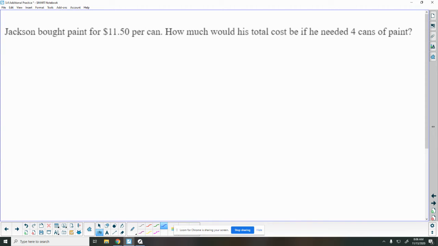Number 3 tells us that Jackson bought paint for $11.50 per can. So I know we've got money and we've got cans. Every time he spent $11.50, he got 1 can. How much money would his total cost be if he needed 4 cans of paint? So I'm going to put 4 on the bottom here because that's cans of paint, and I'm looking for the total cost here.